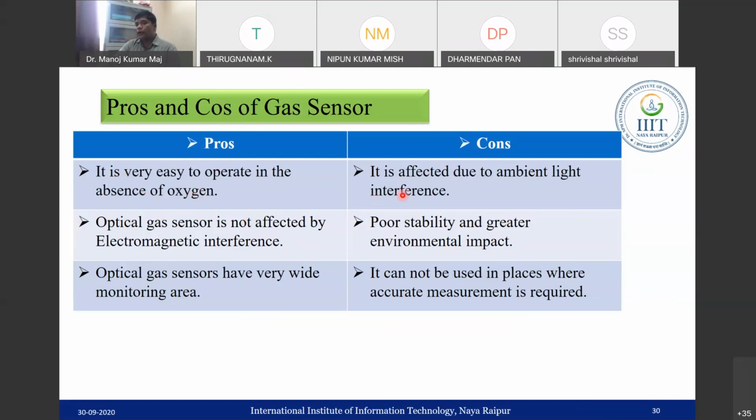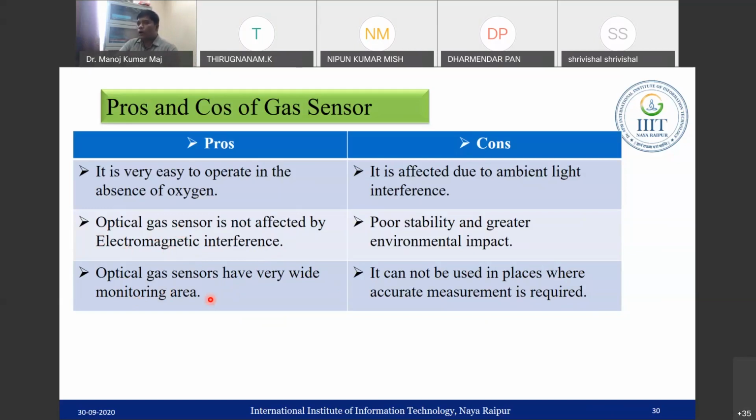Another point is that the optical gas sensor is not affected by electromagnetic interference, because optical gas sensors work based only on the wavelength, so there is nothing for electromagnetic interference to affect. And optical gas sensors have a very wide monitoring area because their wavelength range is very wide, so we can use them in a very wide monitoring area.